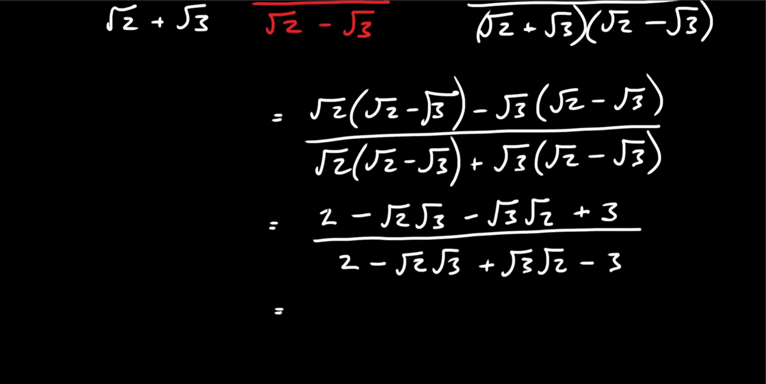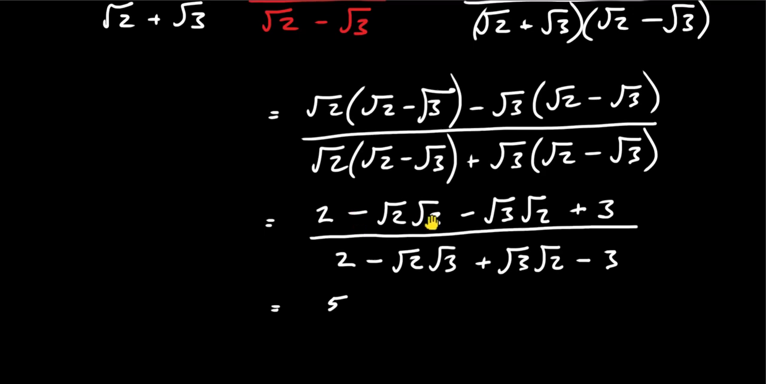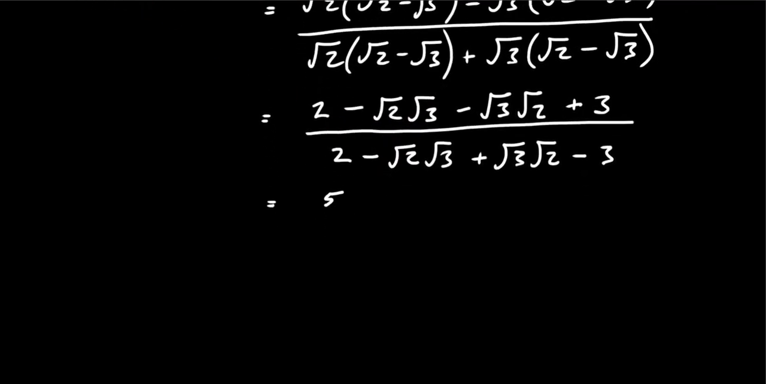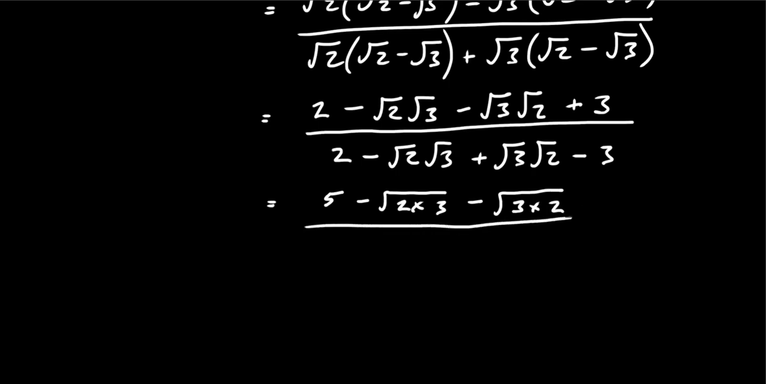Okay, so on the top then we end up with 2 plus 3, which is 5. So here we've got the square root of 2 times the square root of 3. So what are we going to do with that? Well, what you can do with that is just write it as the square root of 2 times 3. And over here, same thing: the square root of 3 times the square root of 2, you can write as the square root of 3 times 2. On the bottom, we can do the same thing. We've got a 2 and we've got a minus 3. That's minus 1.